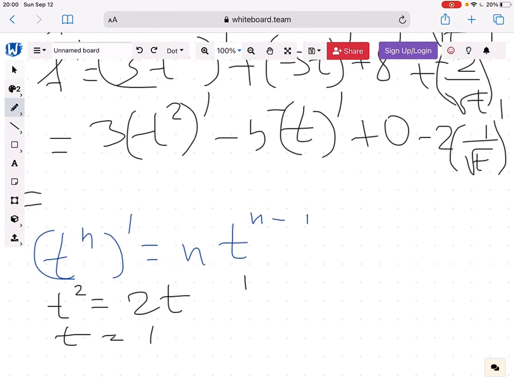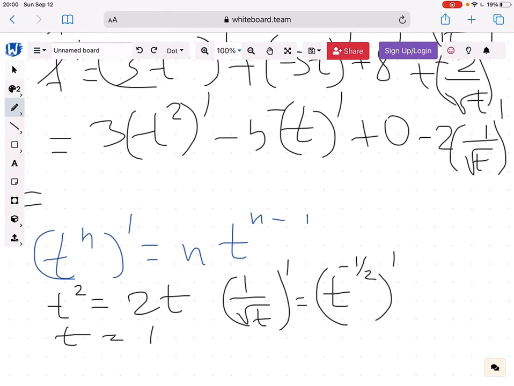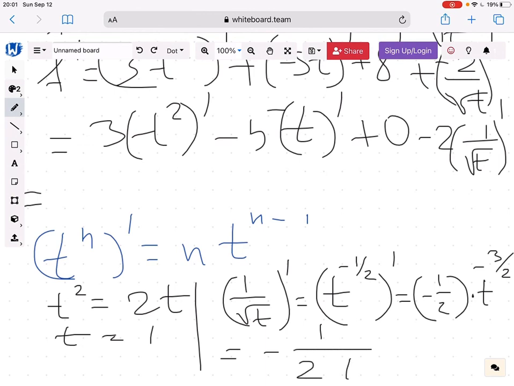Now, 1 over square root of t prime needs a little bit of massaging. First, we need to convert 1 over square root of t into a power function, and that is t to the power minus 1/2. And now we want to take the derivative of this, and this is minus 1/2 times t to the power minus 1/2 minus 1, which is minus 3/2. Or if you want to rewrite this, we can say it's minus 1/2 times 1 over t to the power of 3/2. Okay? And we're going to apply these things.